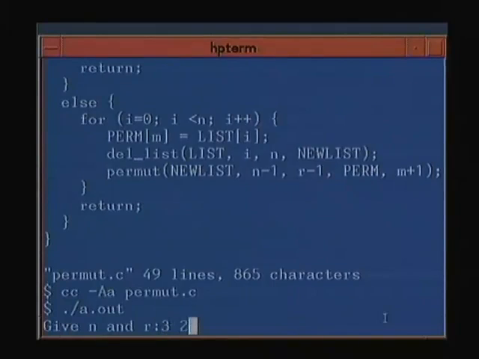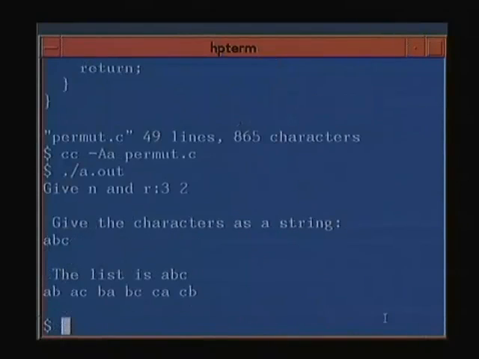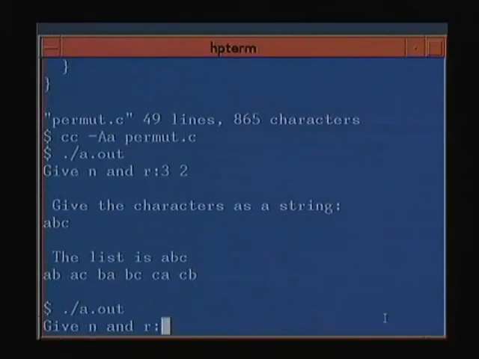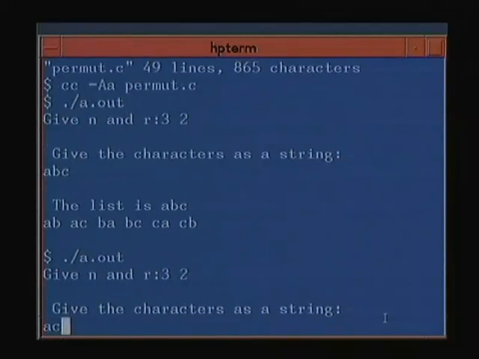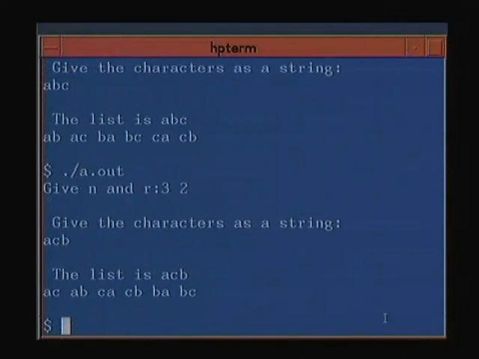So let's give 3 and 2, A, B, C. We get AB, AC, BA, BC, CA and CB. Again you give 3 and 2, and if you give ACB, you will get it in another order, just depending on the way the depth first recursion goes. It is dependent on the way in which the depth first recursion goes.